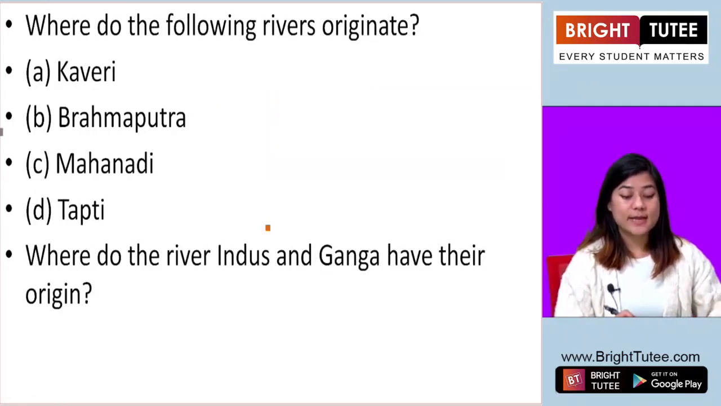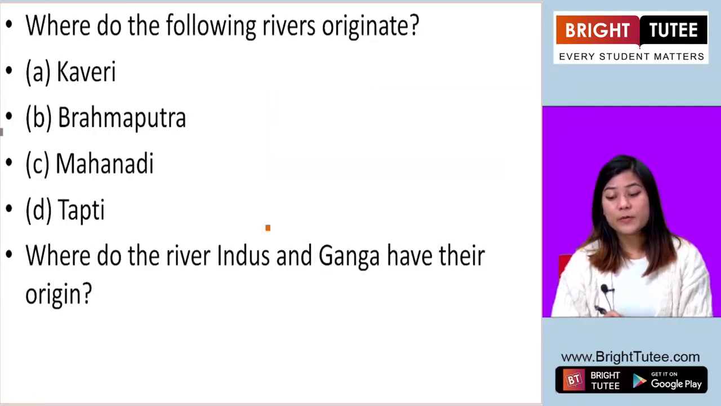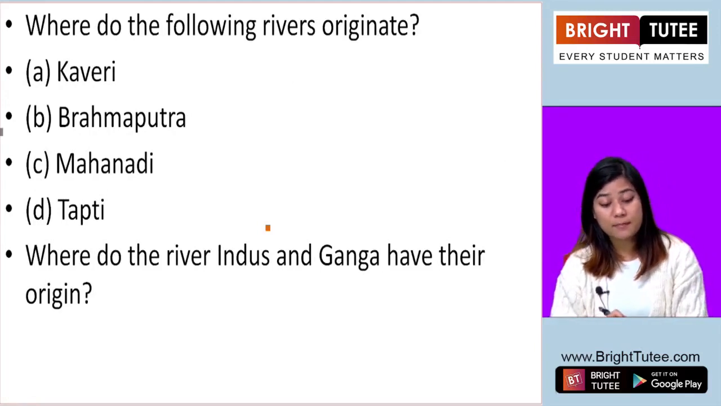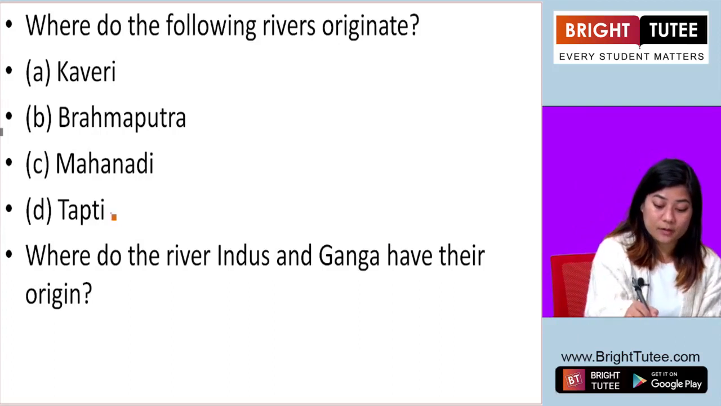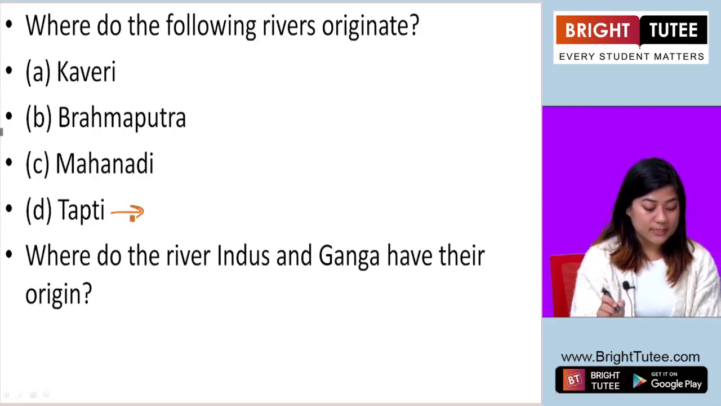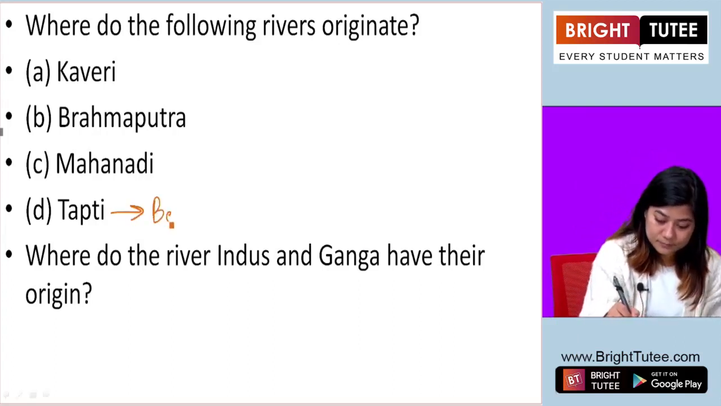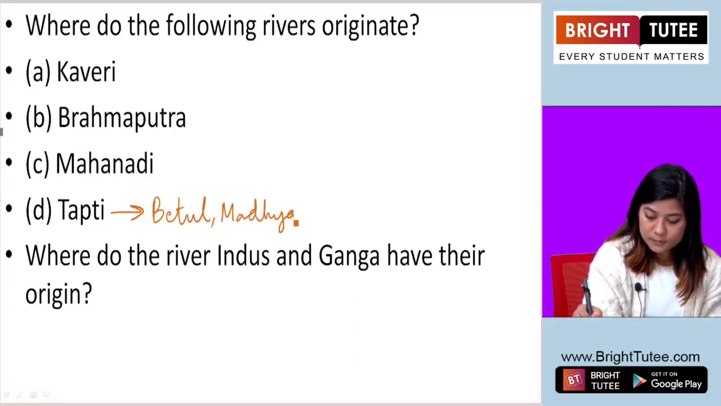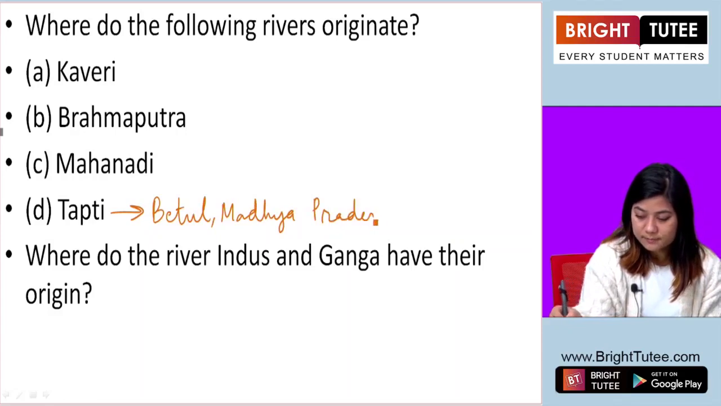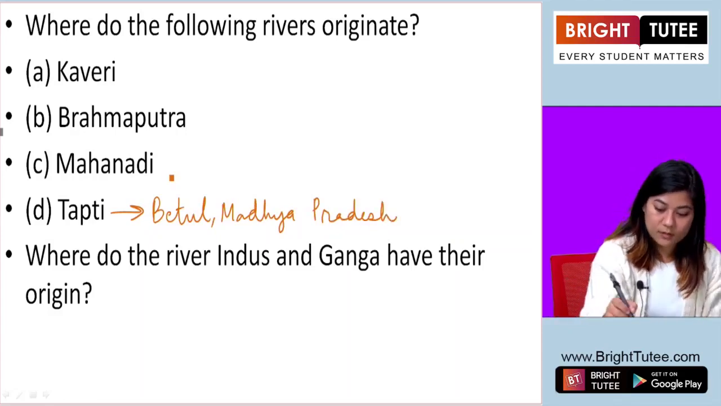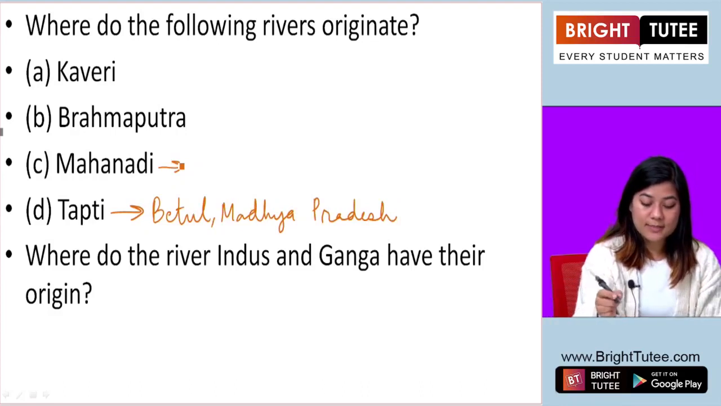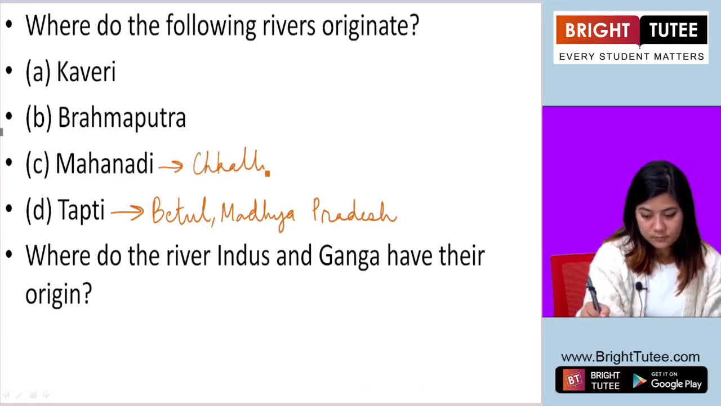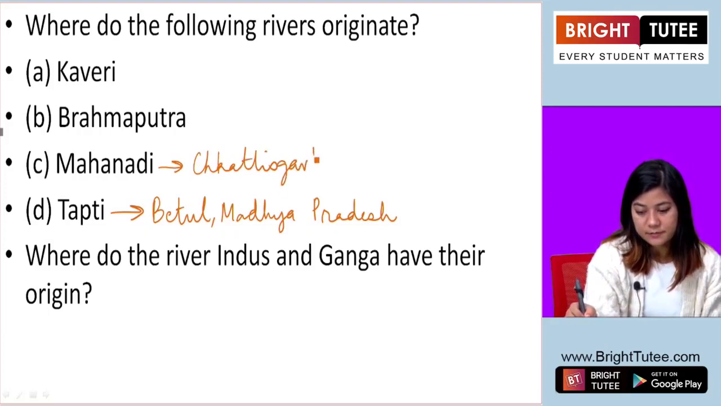Let's look at the next one. Where do the following rivers originate? So we have Kaveri, Brahmaputra, Mahanadi and Tapti. Tapti originates at Betul, Madhya Pradesh. Mahanadi has its source in Chhattisgarh.